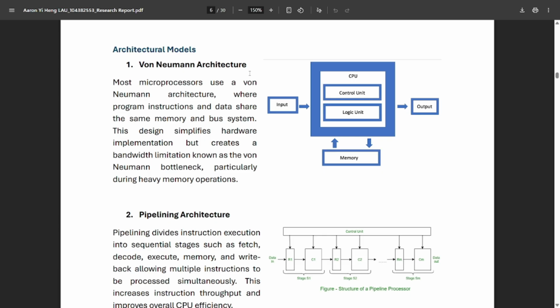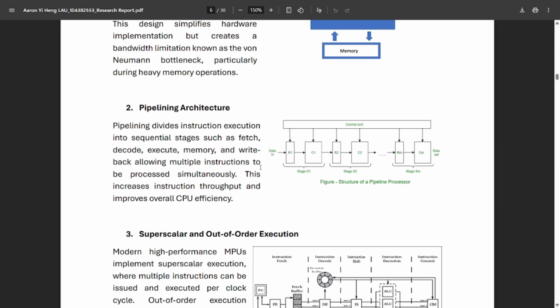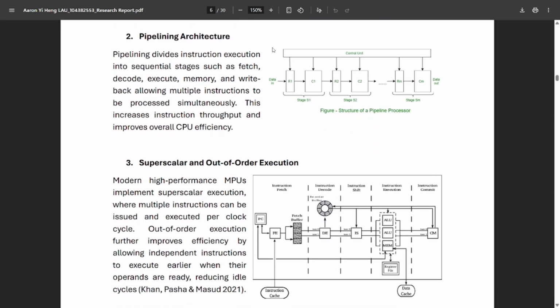In this model, both program instructions and data share the same memory and bus system. This design is simple and widely used, but it can create a bottleneck because instructions and data compete for the same pathway. The second is pipeline architecture. Pipelining divides instruction execution into multiple stages, which allows several instructions to overlap as they move through the pipeline. This means while one instruction is being executed, another can be decoded and another can be fetched, significantly increasing throughput.